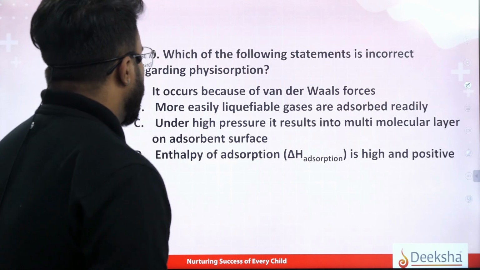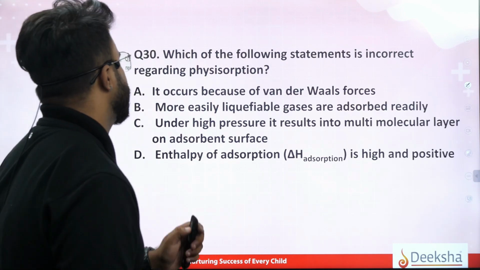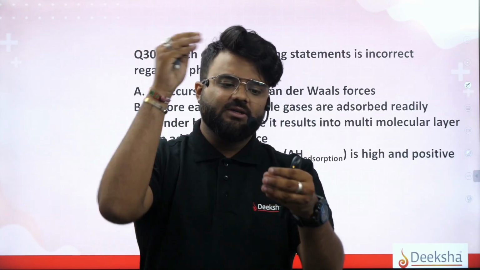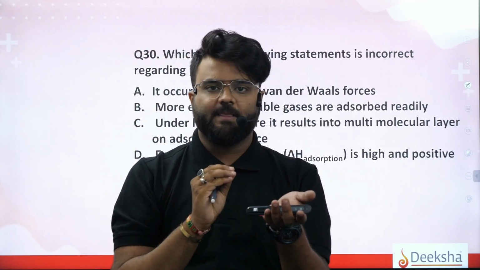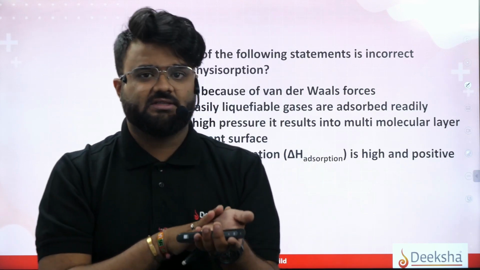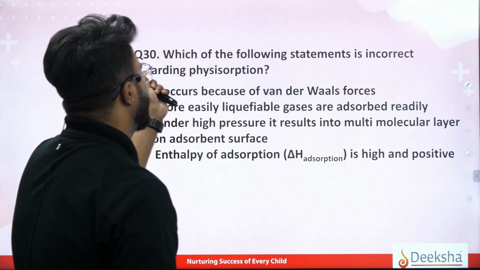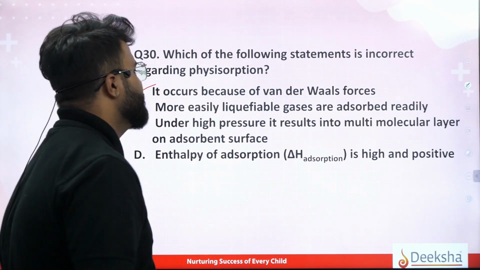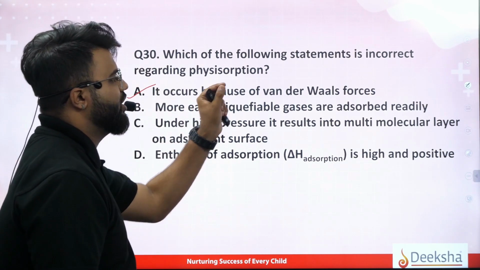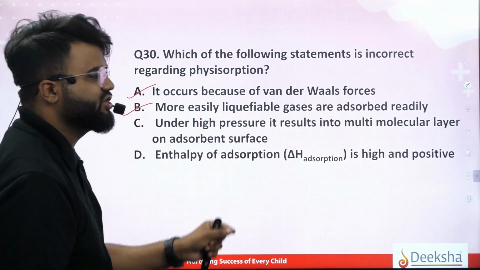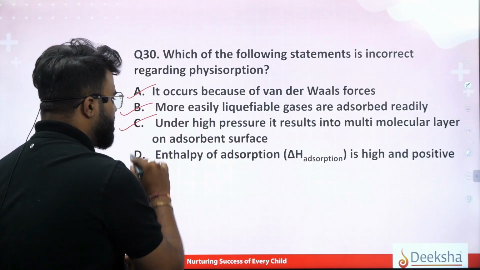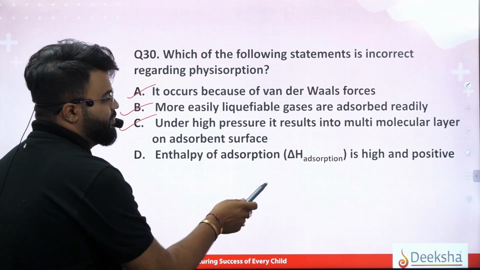Question number 30. Which of the following statements is incorrect regarding physisorption? Physisorption is nothing but adding external force to the substance, the surface of the substance is getting adsorbed. Adsorption is happening on the surface. That is called physisorption. So coming back, if it occurs because of van der Waals forces, yes, it occurs due to van der Waals forces. Next option is more easily liquefiable gases are adsorbed readily. Exactly. Under high pressure only, the multilayer molecules will form. So here it tells enthalpy of adsorption is high.